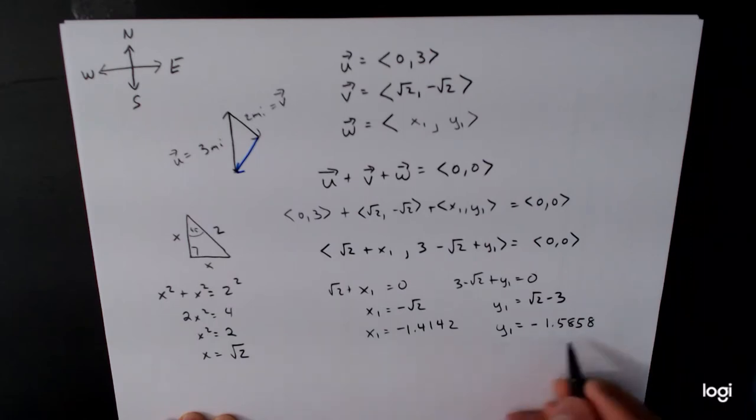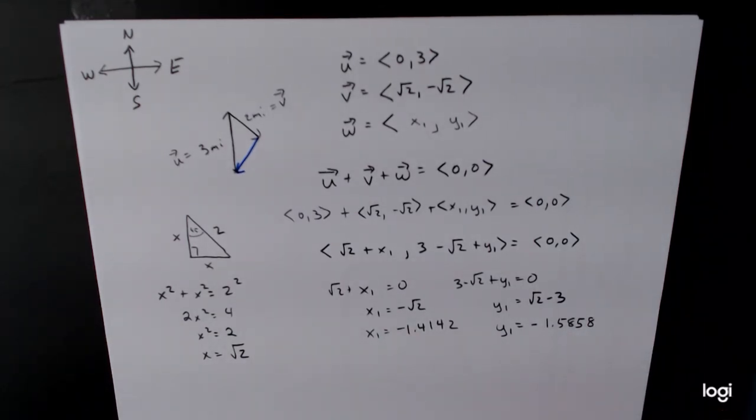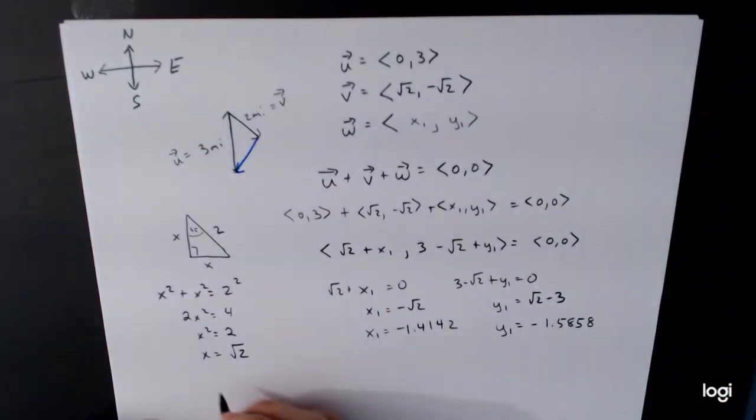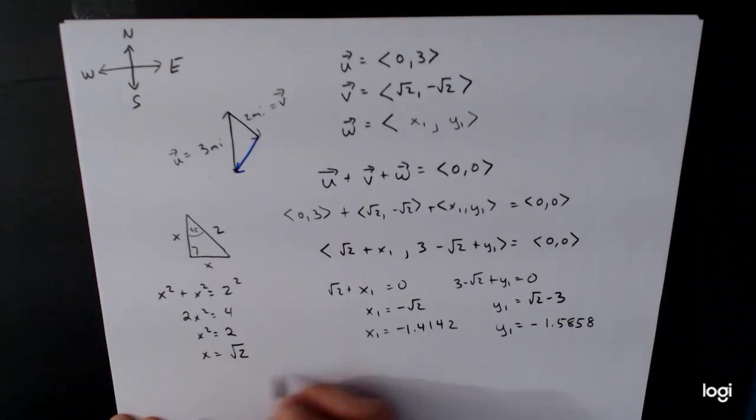So we now have our x and y coordinates. What's the question asking us? How far is she from home? Well, how far is she? This is going to be the length of this vector. So we can find the length of this vector.